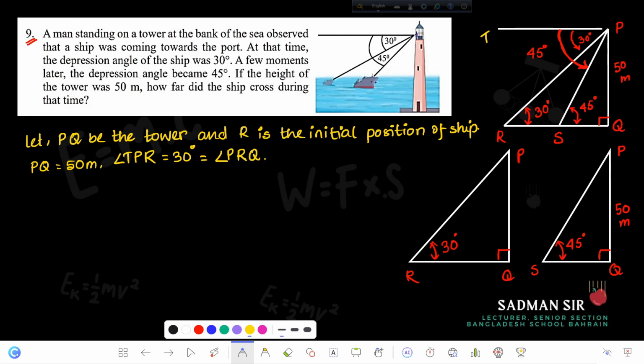Okay, and then the ship moved to position S. Okay, so it came here. So at that point the angle of depression, that is TPS this time. Okay, so angle TPS is equal to, according to the figure, it is 45-degree, and we know that this angle will also be 45-degree, that is PSQ. So that is equal to angle PSQ.